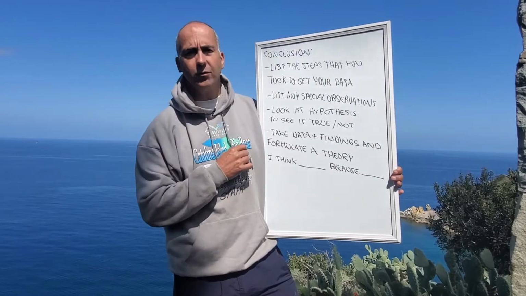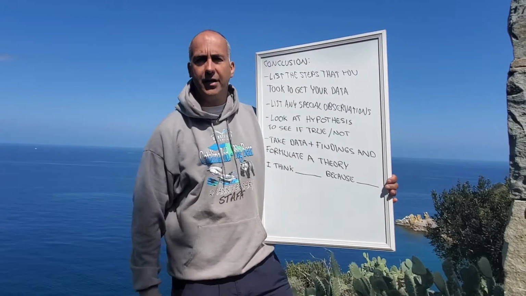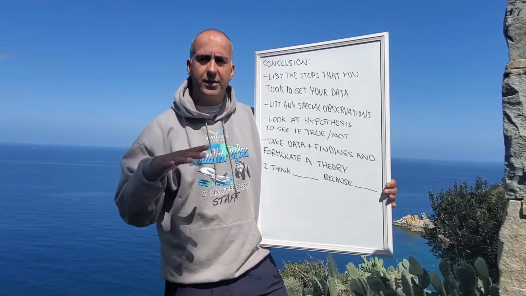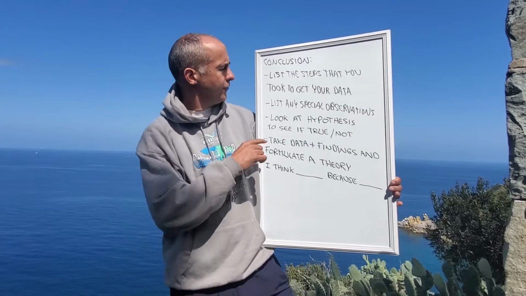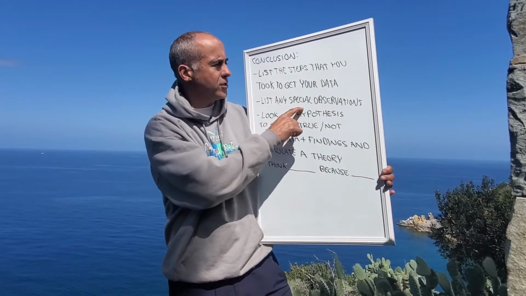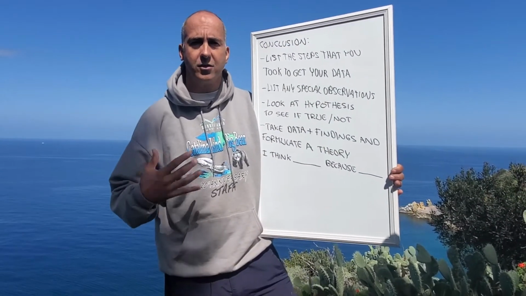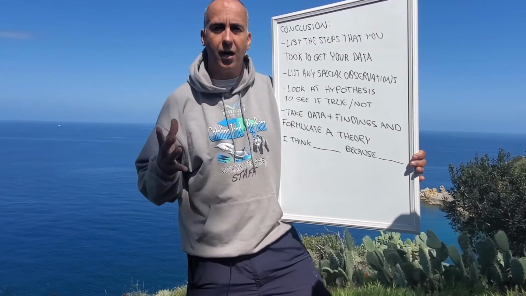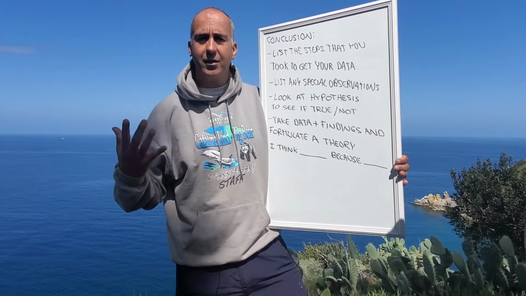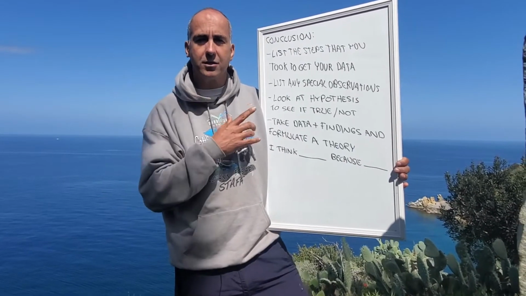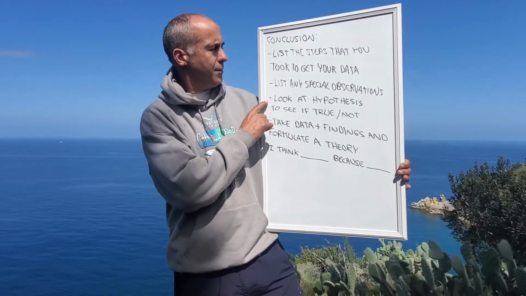And the first thing you want to do is list the steps that you took to get your data. So make sure that you write down the procedure that you used to collect all your data. After that, you're going to list any special observations that you found during your collection of data. So any particulars that you saw, maybe a different color or a different shape of plant or animal, all that is special observation. Then you're going to do a hypothesis, all right?